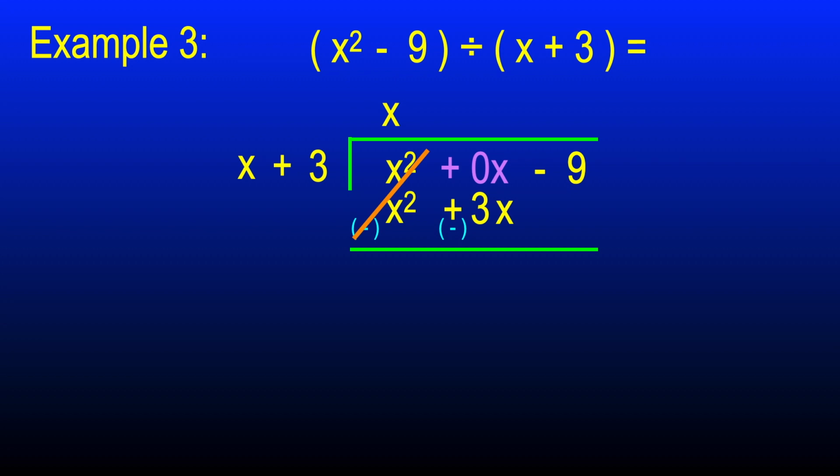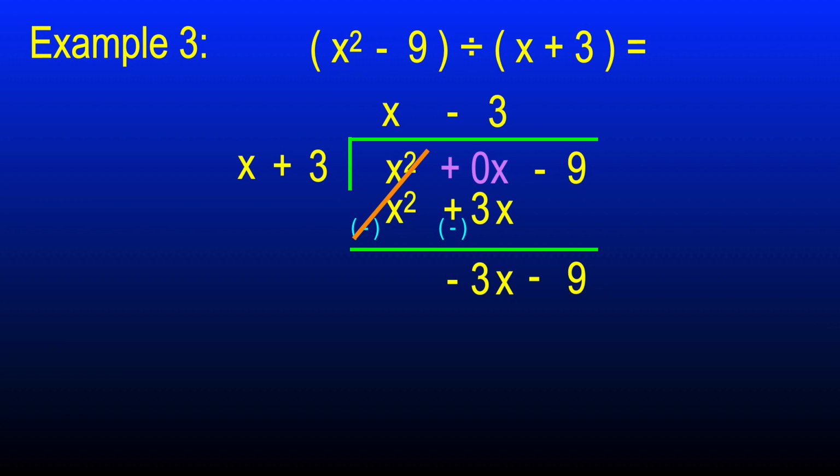0x minus 3x, or 0x plus negative 3x. Ang sagot dyan is negative 3x. Ayan, negative 3x. And then, saka natin i-bring down si negative 9. Ayan. Bring down negative 9. And then, divide again the first term of the new dividend by the first term of the divisor. Negative 3x divided by x. Makakancel yung x. Ang natira is negative 3.